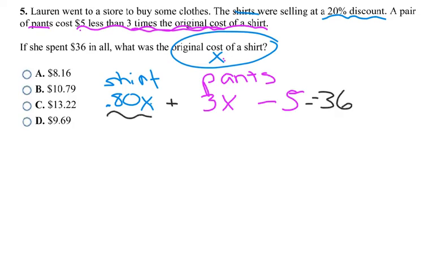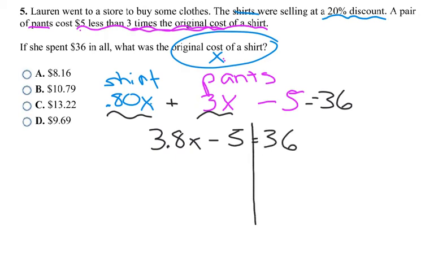So here I have X's on the same side of the equal sign. So since they're on the same side, I'm going to add them together, keeping the same sign. So 3 plus 0.80 is going to be 3.8x. And then I still have the minus 5 equals 36. And I go ahead and continue to solve this.